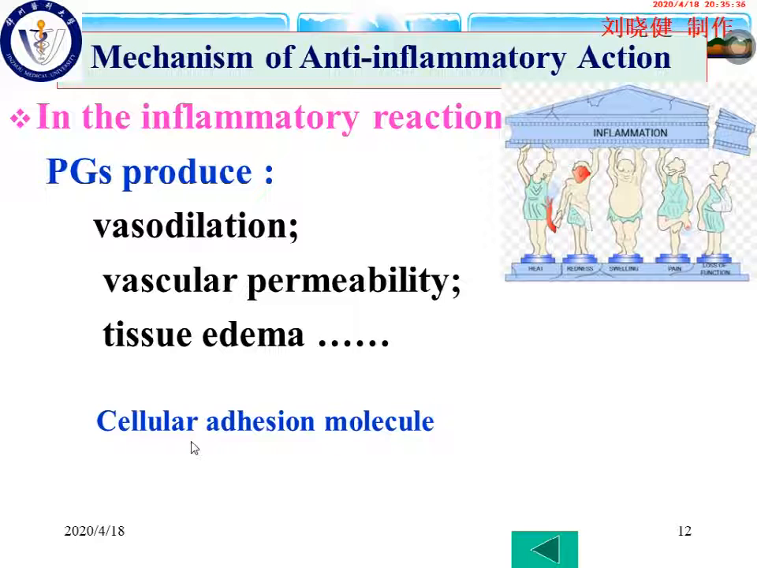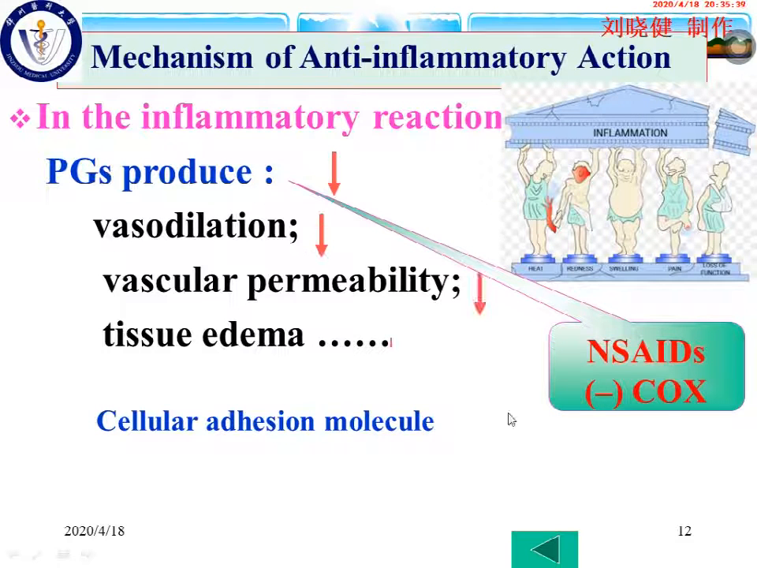Non-steroidal anti-inflammatory drugs, by inhibiting COX, decrease the synthesis of prostaglandins. So the following responses in the local area can also be decreased, even the expression of cellular adhesion molecules. So the inflammatory reactions, including heat, redness, swelling, pain, and loss of function, can also be decreased by these drugs.